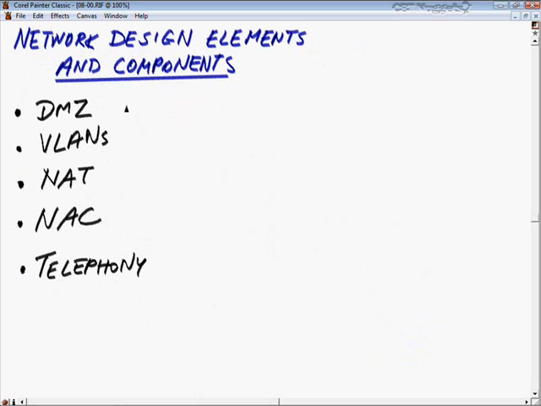Alright, in this nugget on network design elements and components of the Security Plus exam from CompTIA, we looked at 5 key knowledge areas. We looked at demilitarized zones or security zones, talked about VLANs, network address translation, network admission control, and Microsoft's NAP goes along with that, and then finally, telephony.